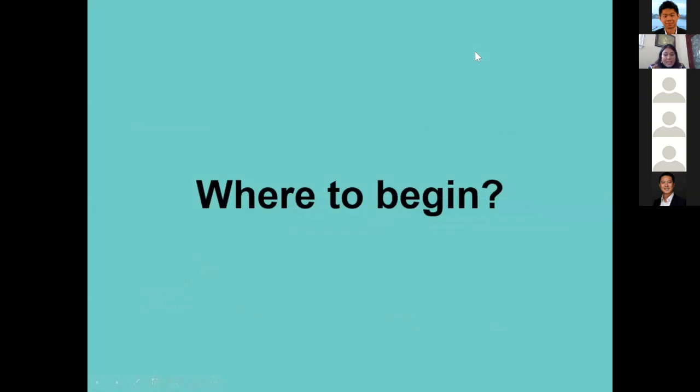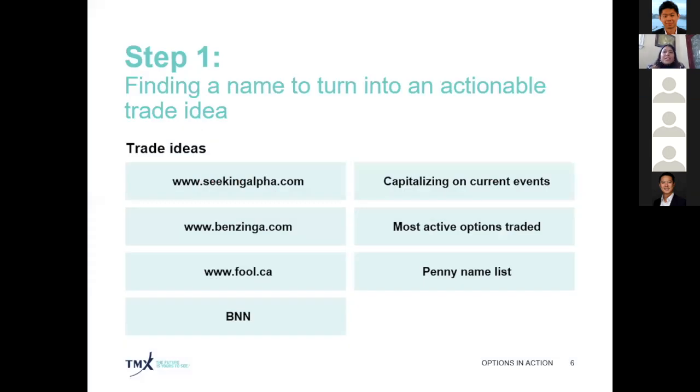So that's where to begin. Some of you may have an idea of some names that you're interested in, but for those who don't, let's start finding a name that turns into an actionable trade idea. This is actually what I did at TD, at JP Morgan, working as a broker dealer in New York, and probably my favorite part. So let's start with a few resources that you have available to you.